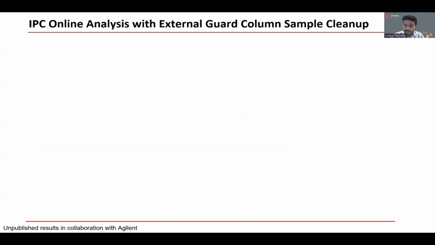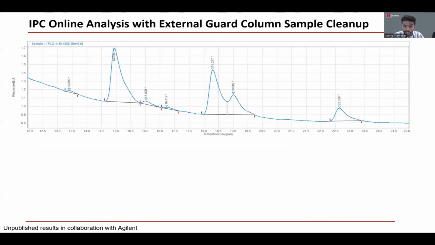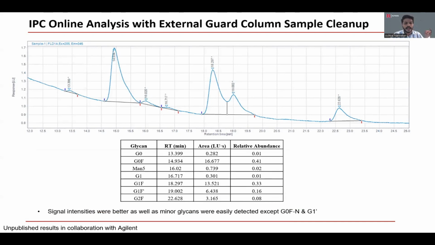Now with that, we don't really have very great results to present, but these are some of the crude results that we have in the initial trials. As you can see, as compared to the at-line IPC, in the online IPC we are missing out on glycans. The major glycans obviously are detected, but the minor glycans, G0, GlcNAc, and G1 prime are not detected at all. So that is work in progress, and hopefully we'll be able to standardize this whole online analysis very soon with the external guard column sample cleanup.